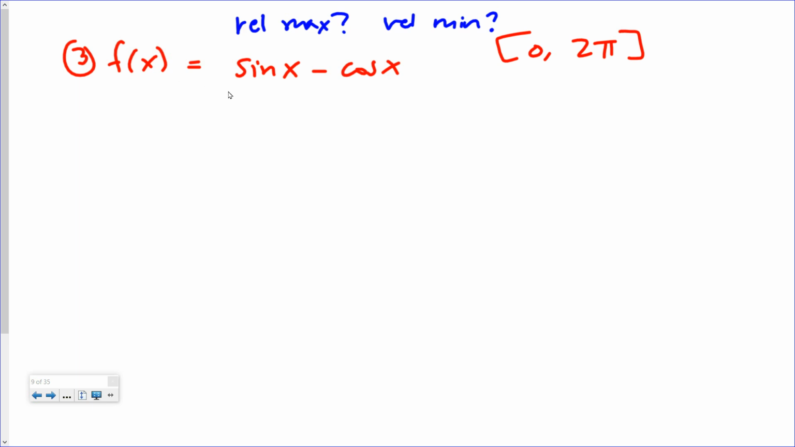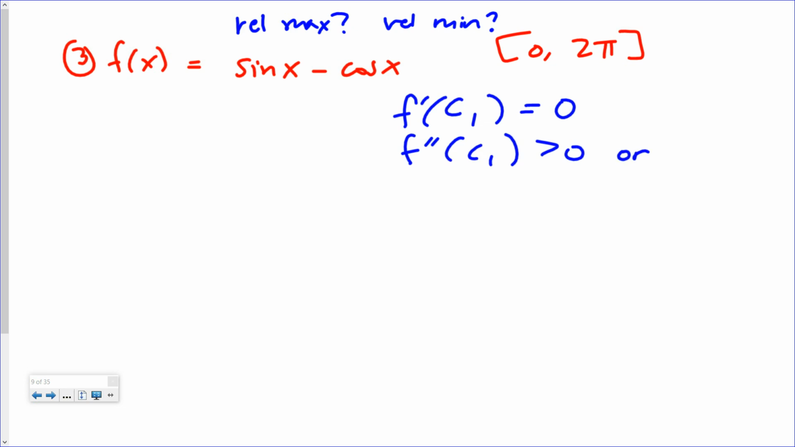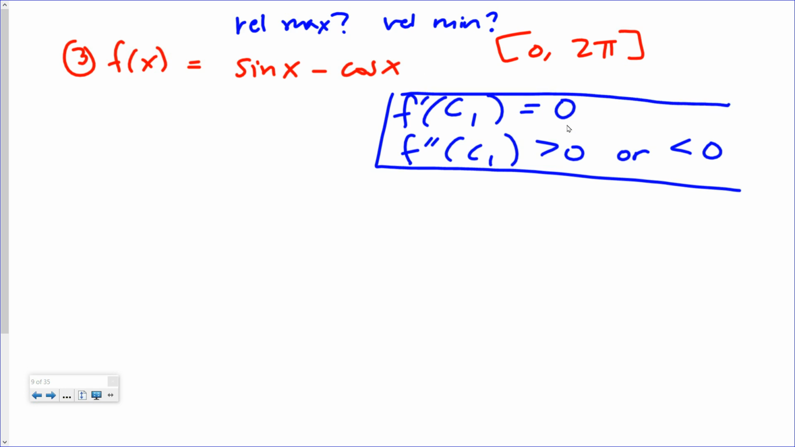All right. The first thing we need to do is figure out where the critical points are. Figure out where f prime is equal to 0, because remember, f prime must equal 0 at that point. So whatever point we're talking about, C1, it must be 0. And f double prime at that point must be either greater than 0 or less than 0. This will help us determine: is there a relative max or relative min? That's the second derivative test. Well, first, let me find out what that C is. It's always at a point.